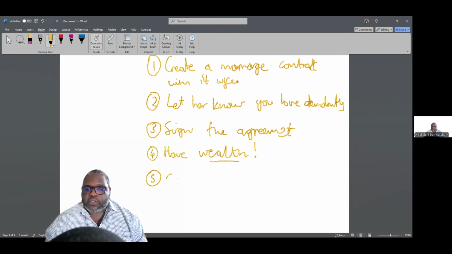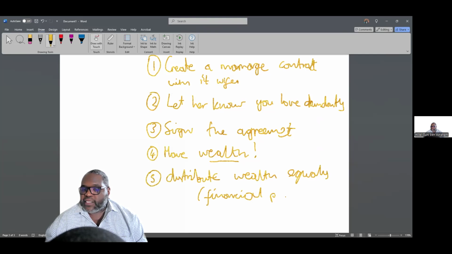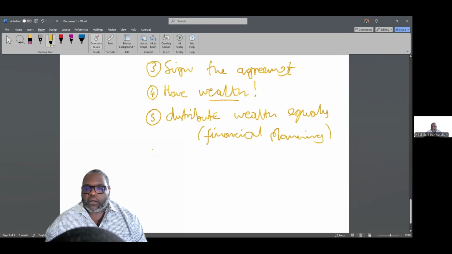and then distribute this wealth equally. In other words, financial planning. And your first wife is going to help you with all of this if she thinks it's a good idea. If your first wife thinks it's a good idea, your marriages are going to be unbelievably happy. If she thinks it's a bad idea, it's going to be doomed from day one.